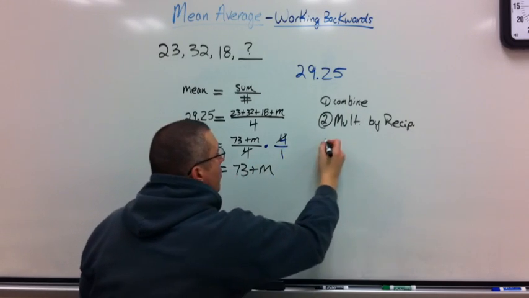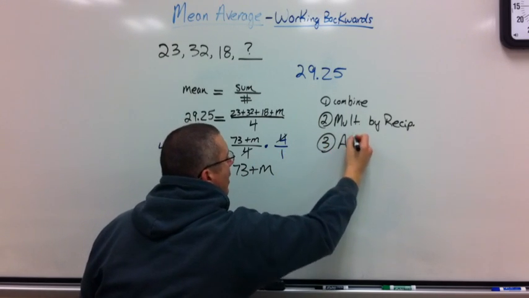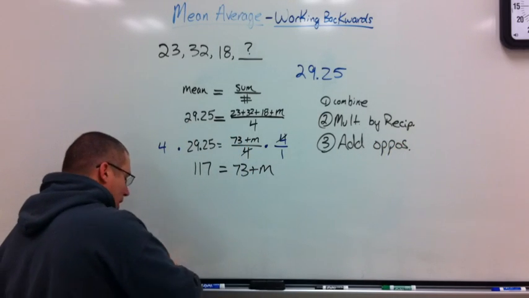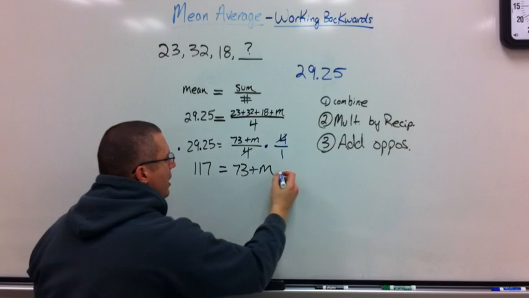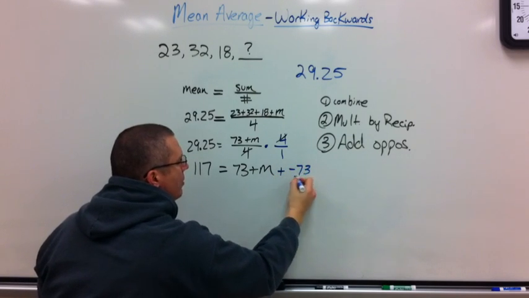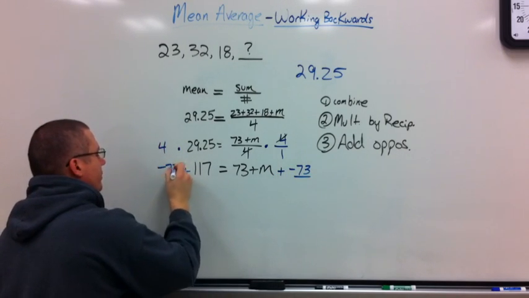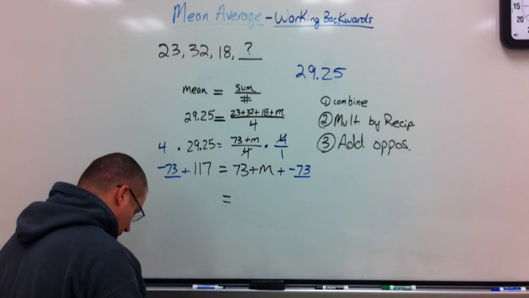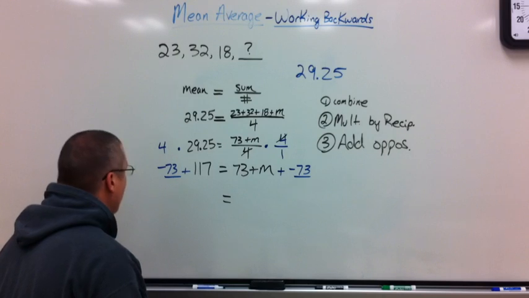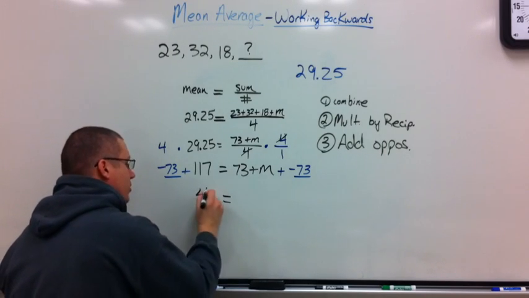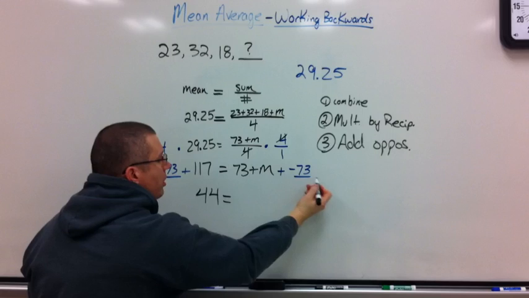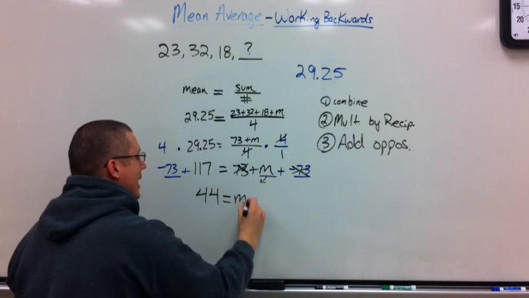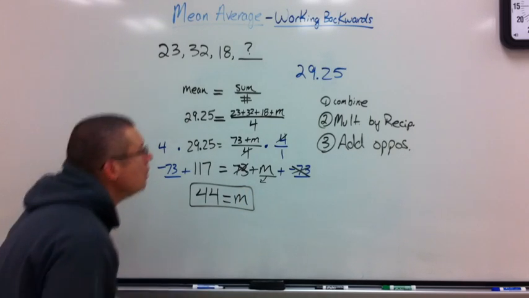So I multiply by reciprocals. Last step, I'm going to add opposites. So I'm ready to get rid of my added number, which is an added 73. Add the opposite, which is the opposite of 73, or negative 73. 117 plus negative 73 is magically 44. 73 plus negative 73, they cross off to 0. The only thing I'm left with is m, and I get m equals 44.